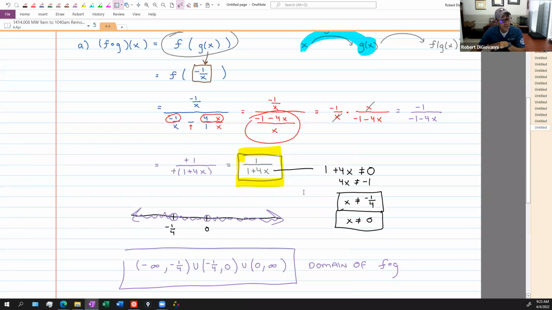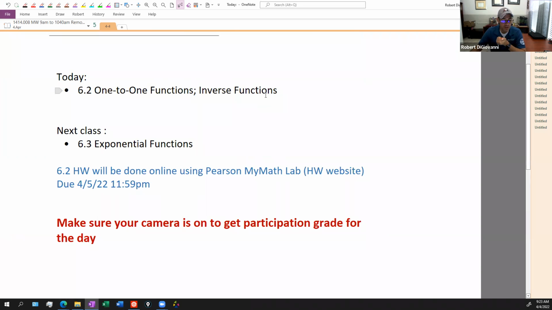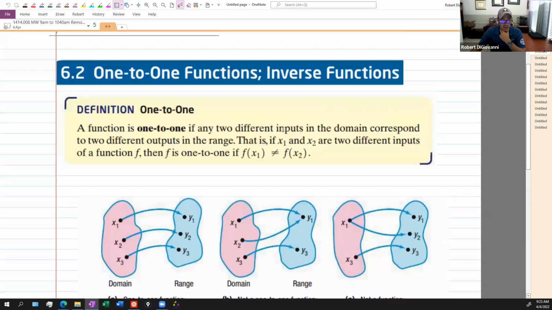Okay, let's get to today's material. Today's actually going to be, I think, a short day, but we've already taken 20 something minutes, so I don't know. Let's see how it goes. We're going to cover one-to-one functions and inverse functions. So the first thing we're going to do is talk about the definition of what it means to be a one-to-one function. So we already know that to be a function, we had to have one input goes to one output. But now we have a stronger condition.